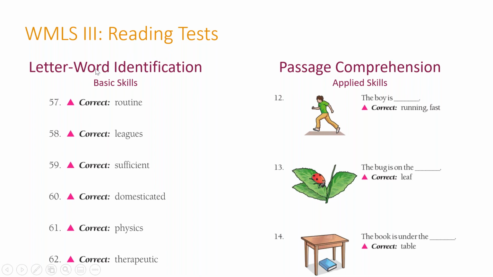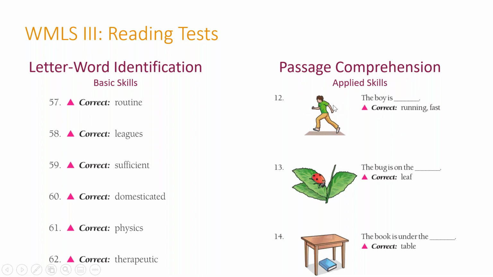And then the reading tests, the basic skills are letter word identification, and they start out with pointing to letters, saying letters, pointing to words, saying words, and then it ends up with a list of words they have to read. You can see this is the upper end of the items. And then passage comprehension is the applied skills test for reading.